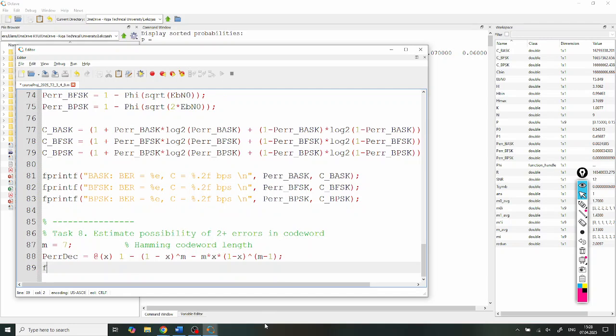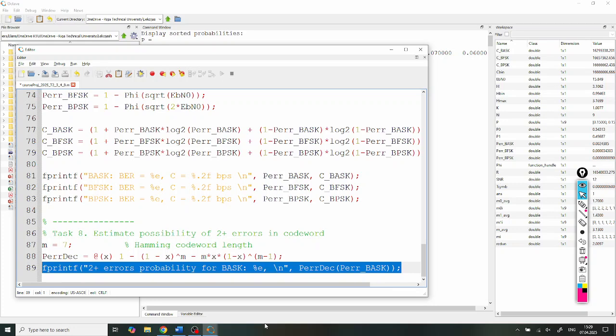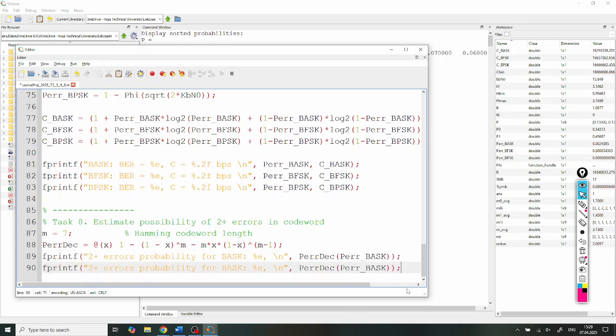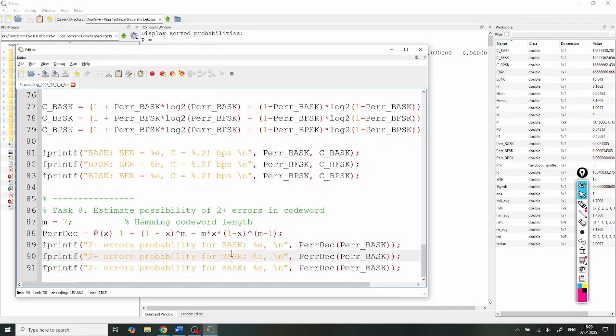So finally, I do some fprintf statements. So top 2 plus errors probability for BASK, %e, new line, and here I have PR deck for PRBASK, BFSK and BPSK.